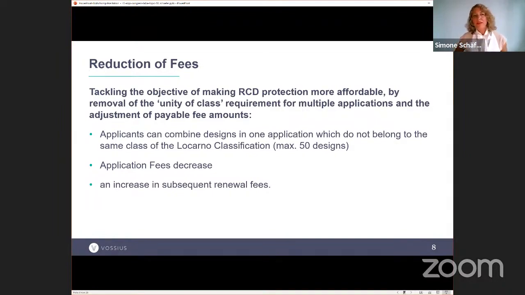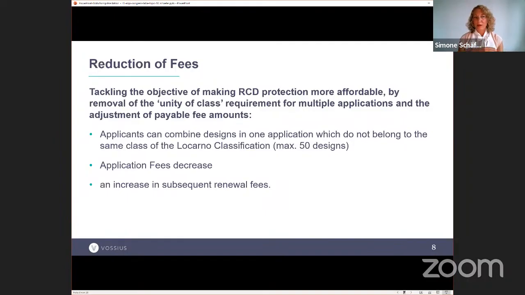One of the biggest formal changes will be that the applicants can in the future combine in one application many different designs which do not belong to the same class of products. You know the Locarno classification, and to date it is obligatory that the design covered by a so-called multiple design application must belong to the same class of products.